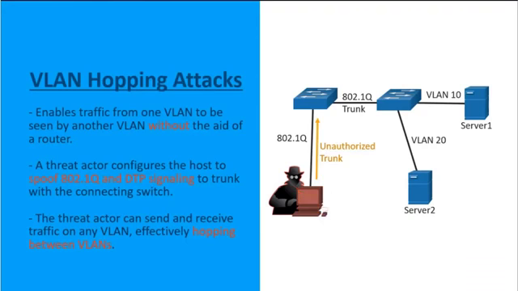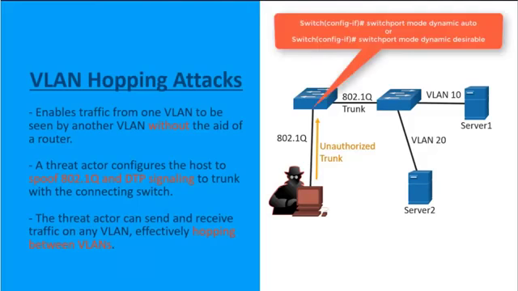A threat actor is going to configure a host to act just like a switch. And then using that host, they're going to take advantage of the automatic trunking port feature that's enabled by default on most switch ports. This would be the modes of dynamic auto or dynamic desirable on the switch ports. The threat actor is going to configure the host to spoof those 802.1q signaling and those DTP messages so that the trunk will form between the host and the switch.